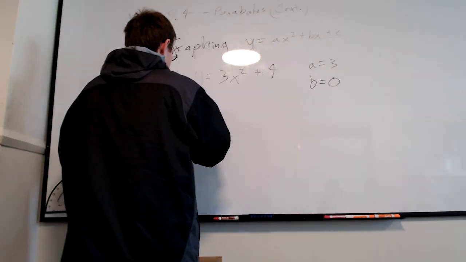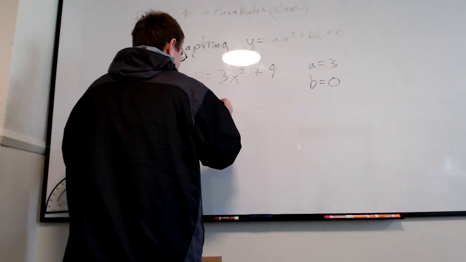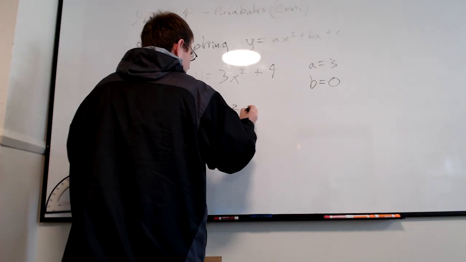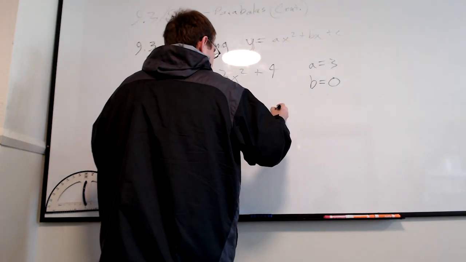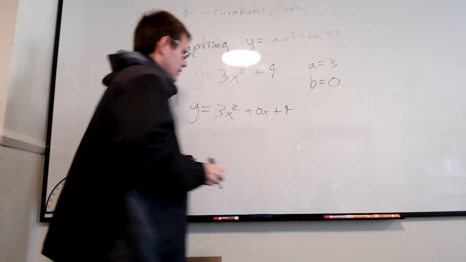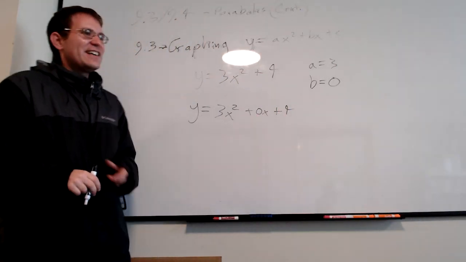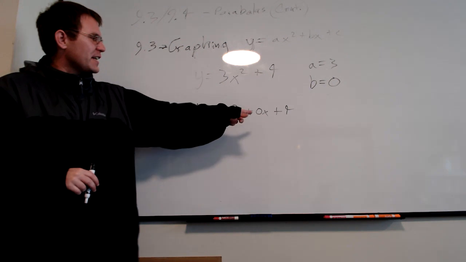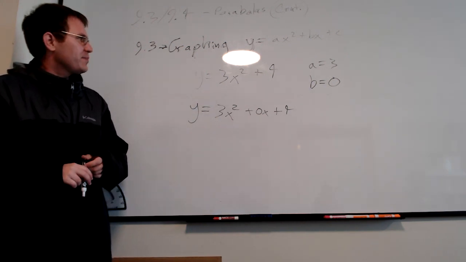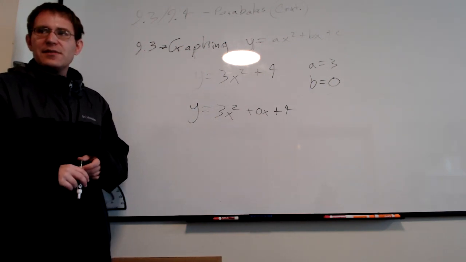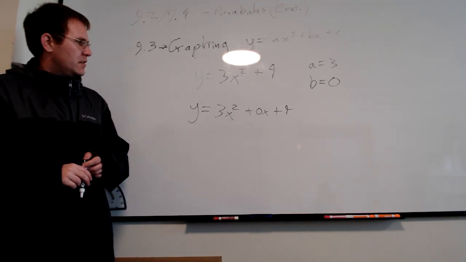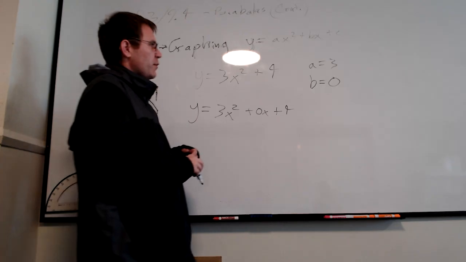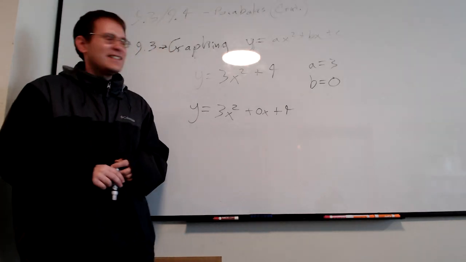Okay. So we could look at it like this: y equals 3x squared plus 0x plus 4. But we don't need to do that. But that's effectively what it's doing. Does that make more sense? Yeah. So then what would C equal? 4. Yeah, C is 4.